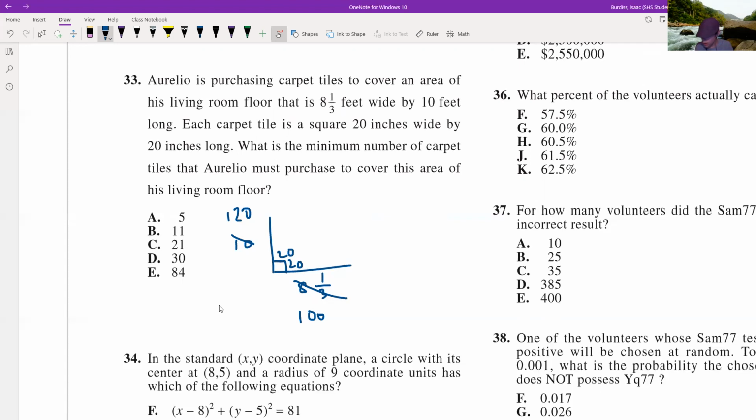So what is it saying? What is the minimum number of carpet tiles that he needs to purchase? So first of all, let's just find the area of the whole thing. The area of the whole thing, 120 times 100, which is 120,000. Wait. No. 12,000, sorry. So we have to, oh, the area of a tile is 400.